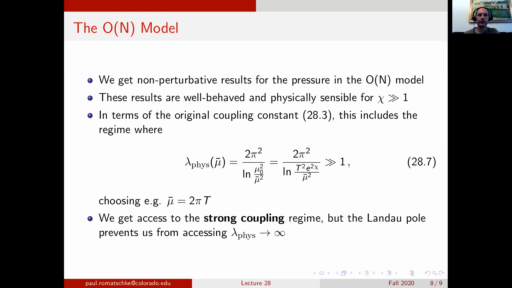So the point is that using the exact result in the large n limit, we get strong coupling results for the ON vector model, but the lambda pole prevents us from accessing the regime where lambda really goes to infinity. Close to that point, we can't really trust the theory because the theory is breaking down.